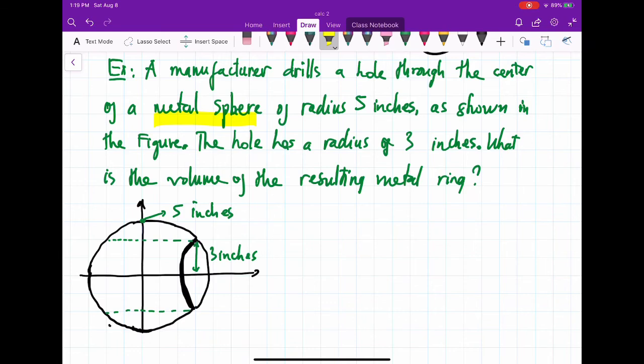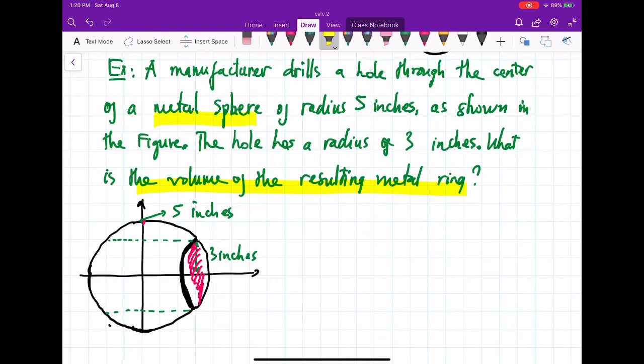And suppose that the metal sphere has radius of 5 inches, okay, right here. So you have 5 inches, that is the sphere, and then the hole has the radius of 3 inches, right? So they make a hole right here, and you have a ring. So what is the volume of that ring? So they ask us to find the volume of the ring.